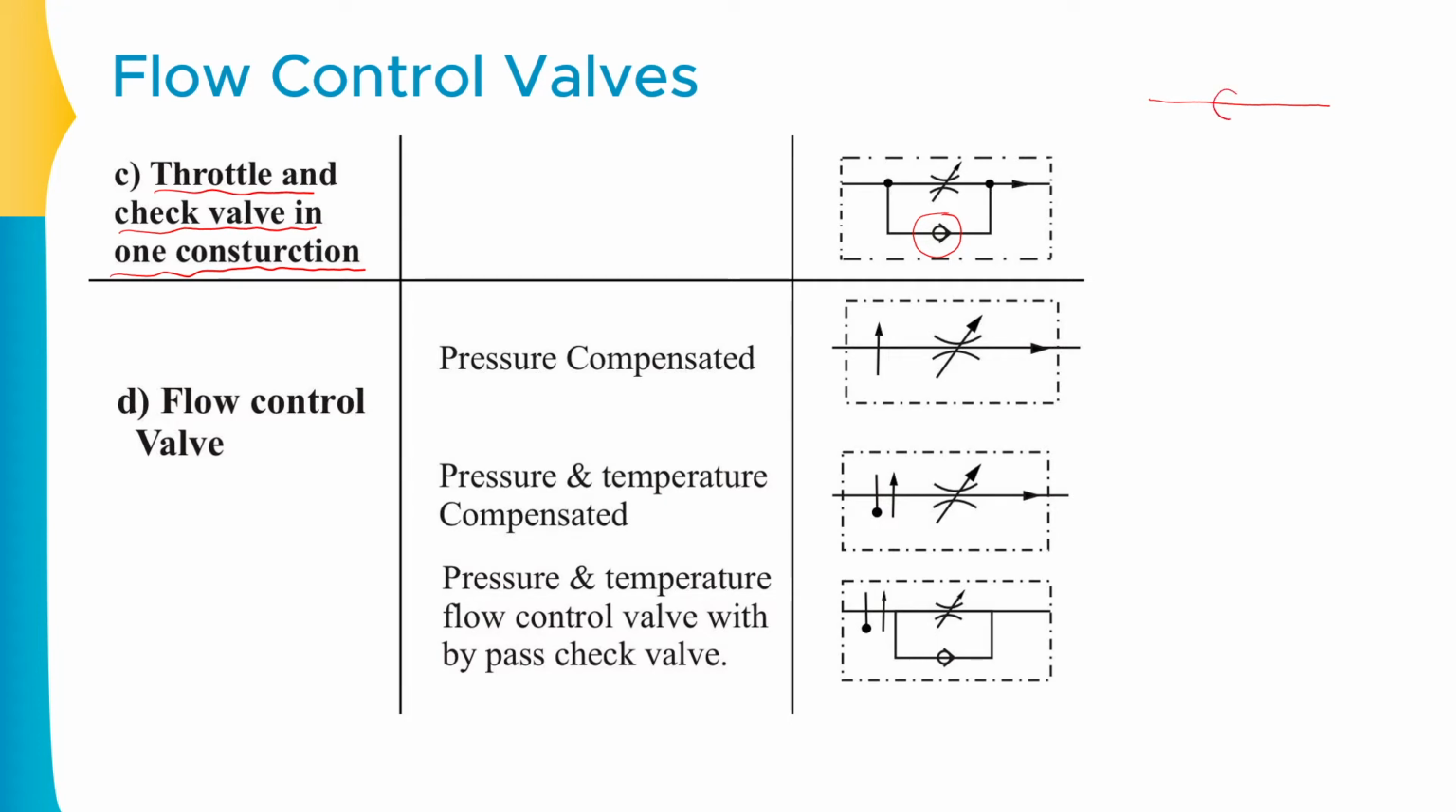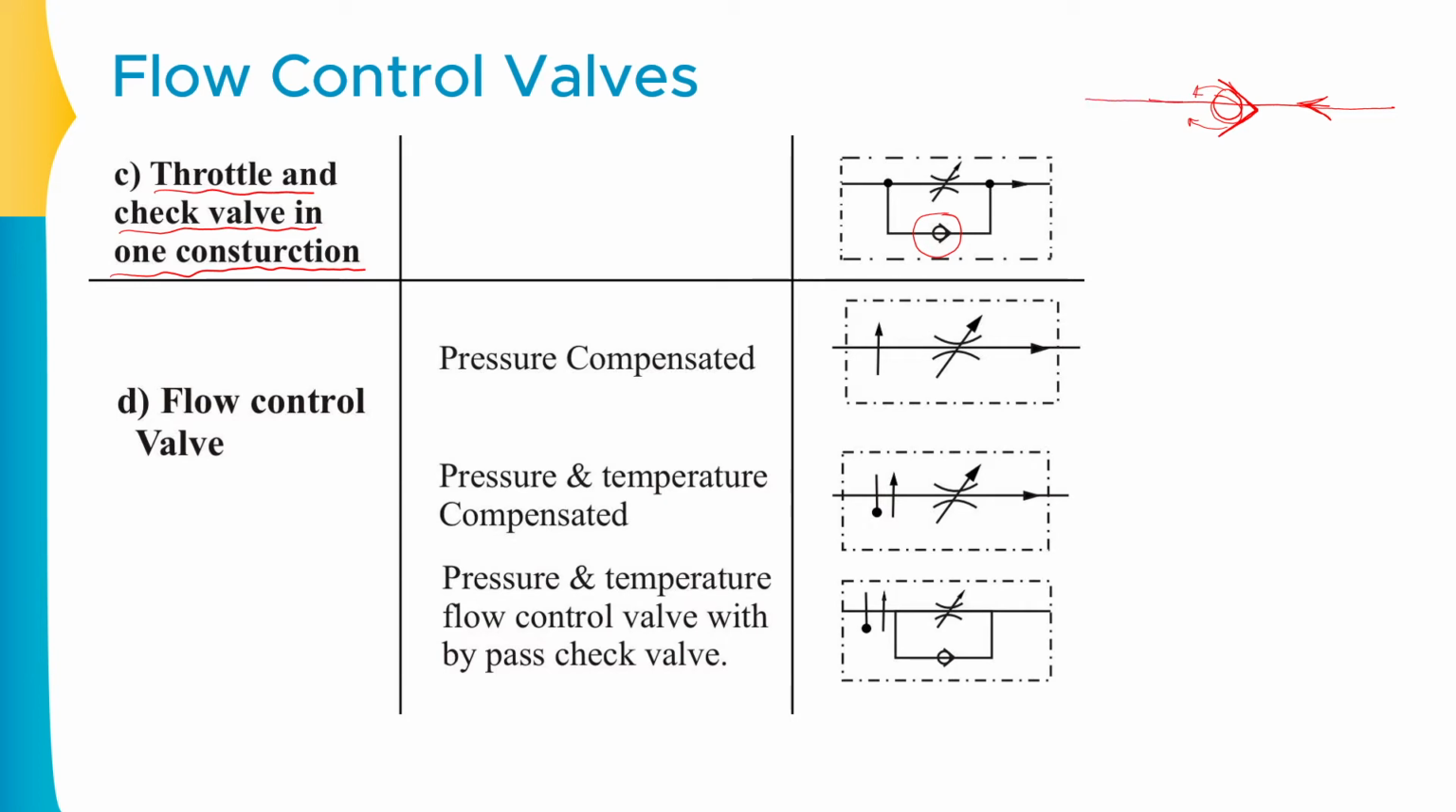This valve looks something like this. There is a circular section available over here and there is an arrow available like this. Now what this specific symbol represents is that the flow can go in only one direction. If the flow wants to go in this direction, it is possible, because the ball will get opened and the flow will be allowed through this specific ball.